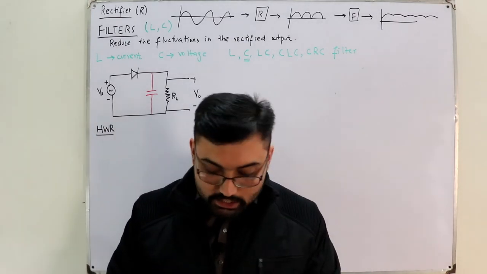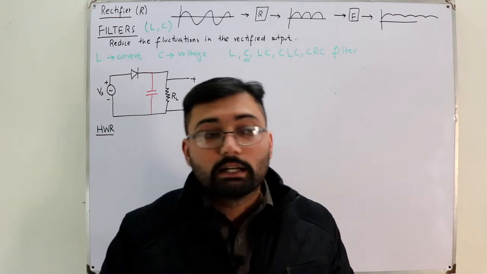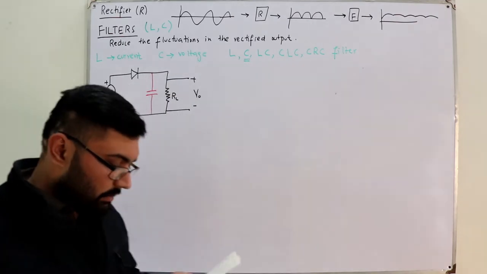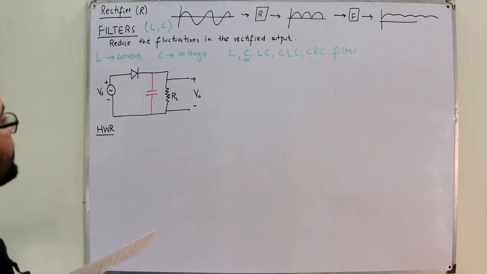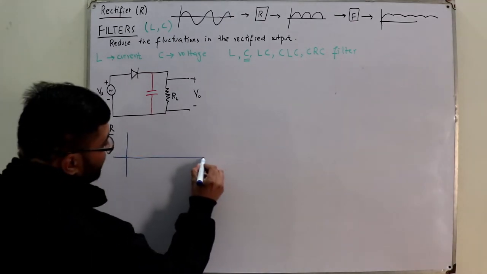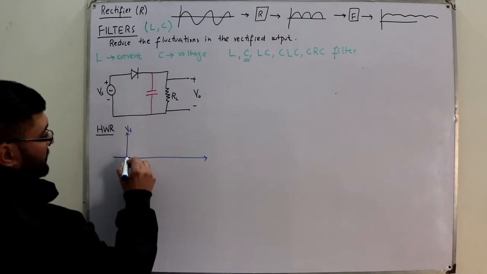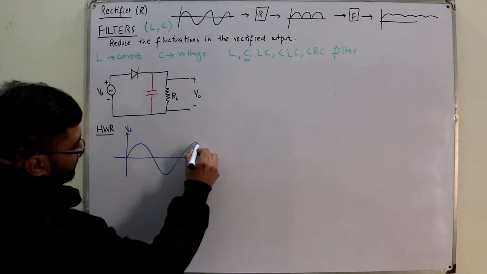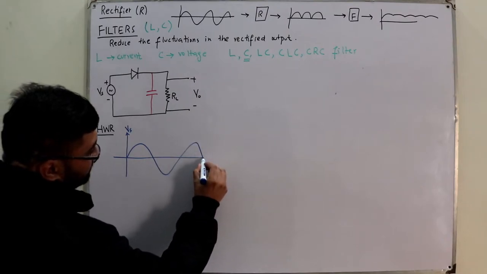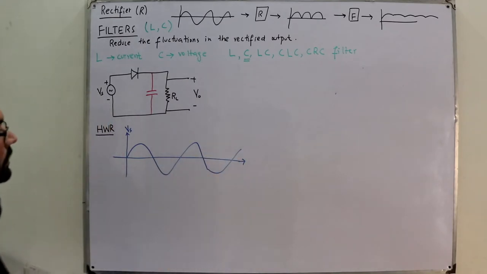Right? So how does that work? Let's understand how the working is. During the positive half cycle, for instance, let's say this blue color is representing my input waveform. If this is representing my input, let's say Vs, I have represented it over here. So what will happen? Have a look.